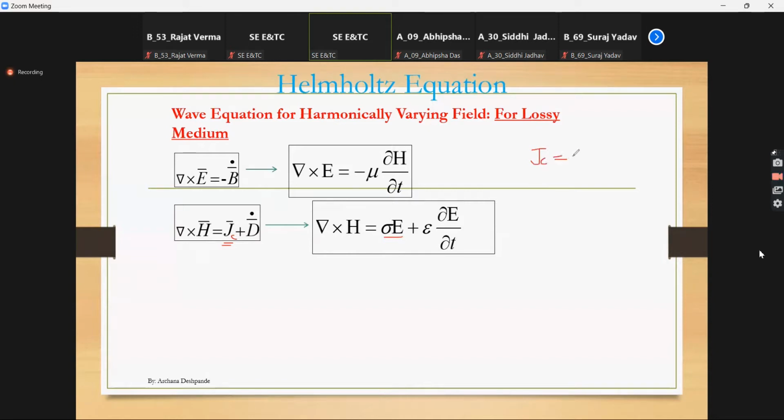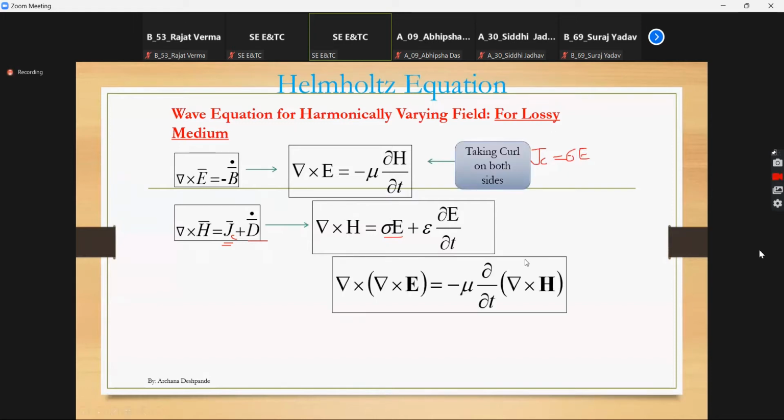JC is equal to sigma E. This is Ohm's law. So in place of JC I wrote this, and JD is dabba D by dabba T. D is epsilon E, with epsilon being constant and taken out of the differentiation sign. So curl of H becomes sigma E plus epsilon times dabba E by dabba T. Once we understand this, you actually understand what an EM wave is and what its significance is.